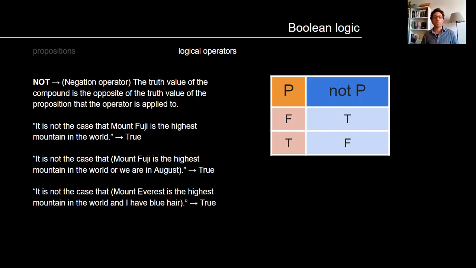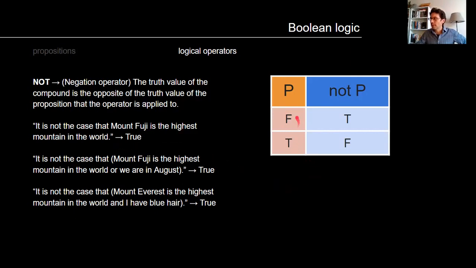So that's how I convert the operator not into an English sentence here. I say it's not the case that. It's not the case that Mount Fuji is the highest mountain in the world. So in order to understand whether this sentence is true or false, I separate it's not the case that as an operator from the rest of this sentence, and the rest of the sentence I call P. Mount Fuji is the highest mountain in the world. It's false. I know that it's false because science tells me that it's false.